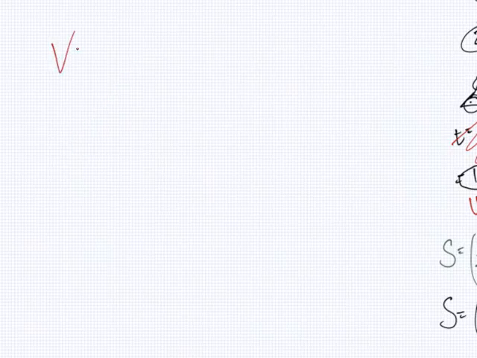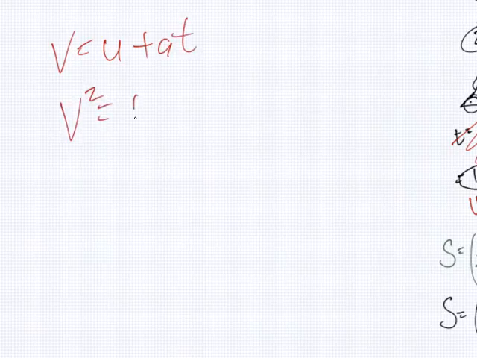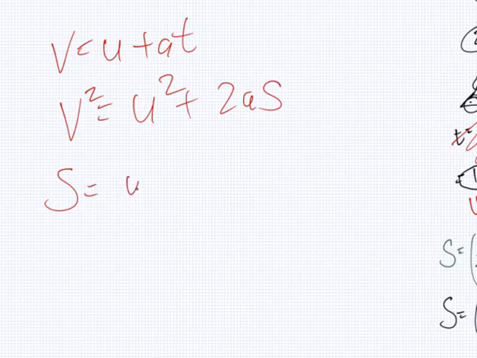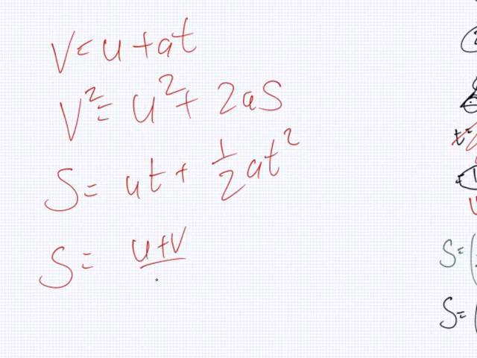V equals U plus AT. V squared equals U squared plus 2AS. S equals UT plus a half AT squared, and S equals U plus V over 2 times T. This is what you want. Okay. Take a picture, because I'm going to move on, okay?